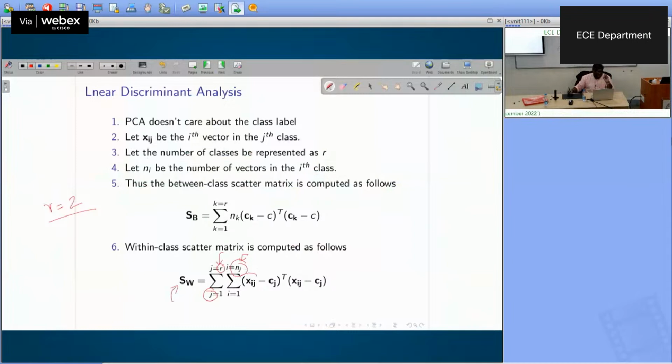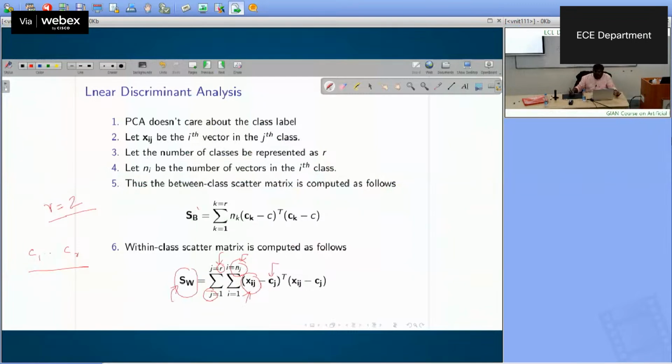And this xij indicates what? The ith vector in the jth class. You have a total of r classes, and i indicates the ith vector in the jth class, and that is your xij. And cj is nothing but the average, the mean of the individual class: c1, c2, c3, and so on. So this is the within class scatter matrix.